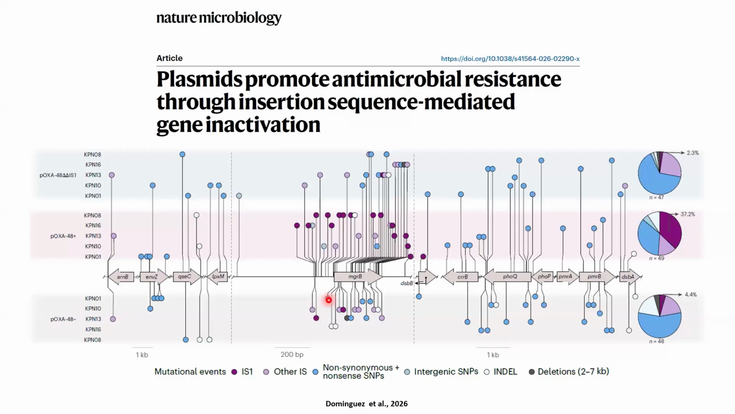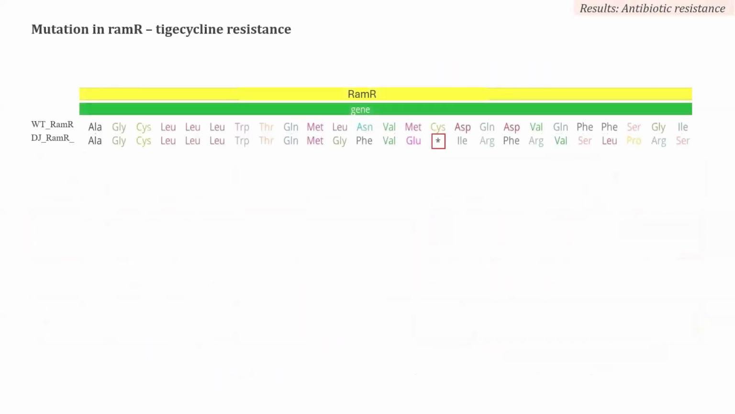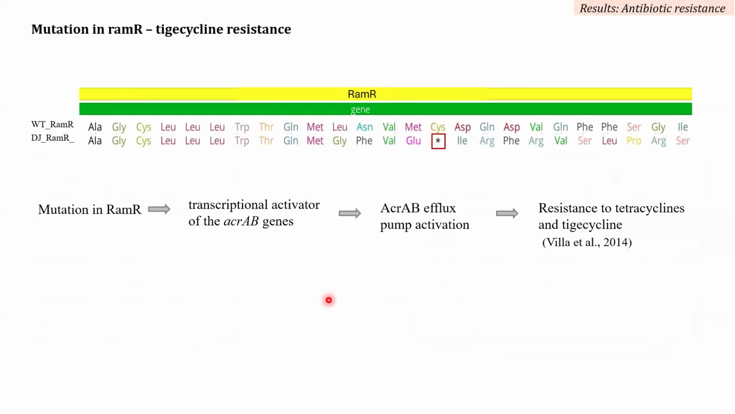And this is really a very good paper with lots of genomics with wet lab, and it is saying one of the important aspects of mobile genetic elements and insertion sequences. So in the same isolate, we also got RAMR, which is a transcriptional activator of efflux pump, and we saw that it was mutated, and that is what gave tigecycline resistance.